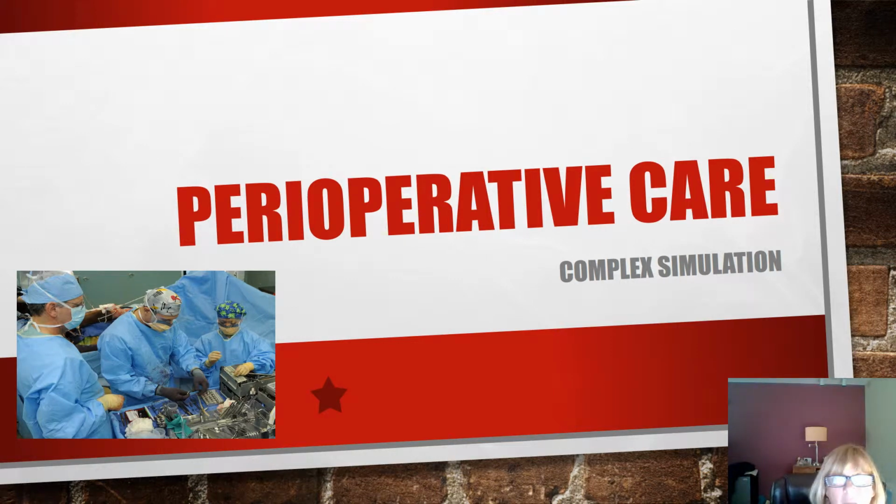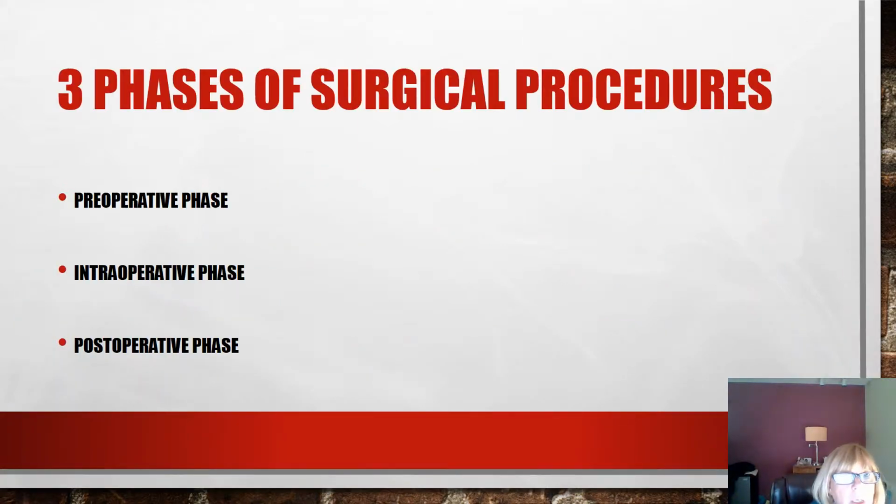Discussion about the perioperative care concept in complex SIM. There are three phases of the surgical procedures related to perioperative care. The first is the preoperative phase, the second is the intraoperative phase, and the third is the postoperative phase. And we're going to talk about each one of them as we go.